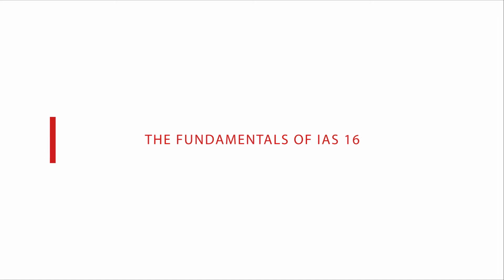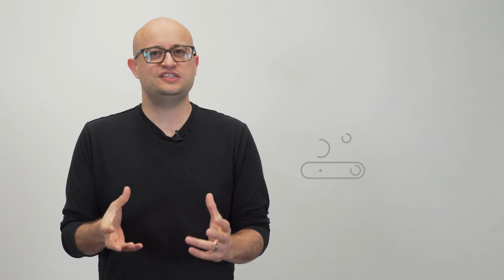IAS 16 looks at property, plant and equipment. So it's looking at the tangible, non-current assets of a business, the things that will be used for the production of goods or services or for administrative purposes in the business. There's a big list of items that can be included in the cost of those assets, but really it's the directly attributable costs in getting the asset into its working condition and the location so it's ready for use.